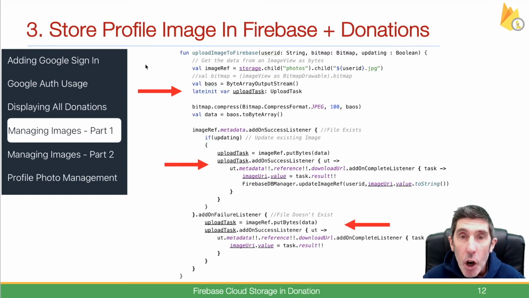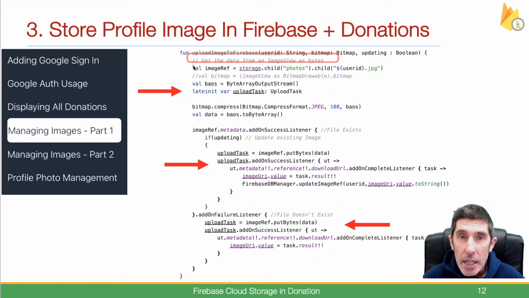Okay, the upload image to Firebase, again, quite a lot going on there. So what we're passing in there is the user ID, a reference to the actual bitmap that we want to upload, and then a boolean to say whether we are updating or whether we're adding, because they will be two separate things. Okay, and again, I've tried to comment it as best I can there.